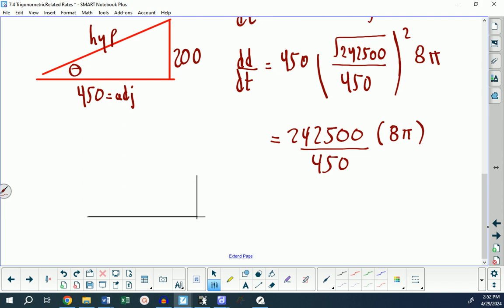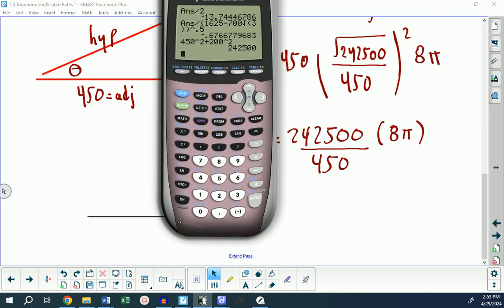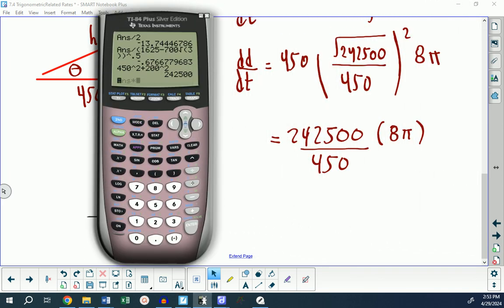I have every faith that you can simplify 242,500 times 8 over 450. I don't care. Let's get a decimal answer. I mean, if you wanted to, you could write the answer as some number over 9 pi. I don't care. It's about 13,543 meters per minute.